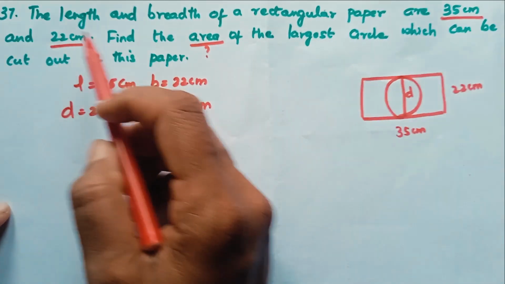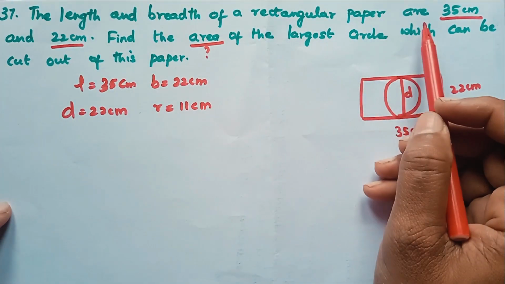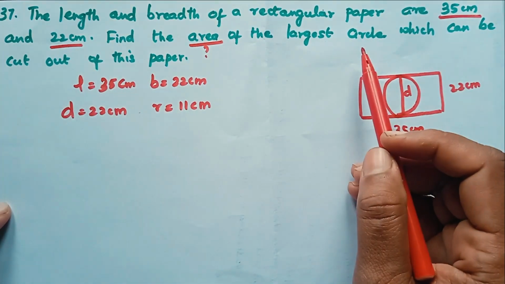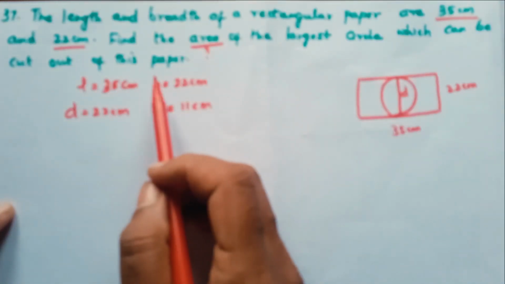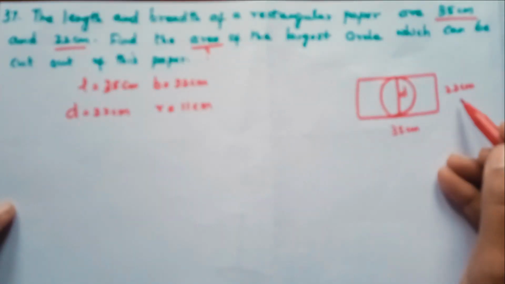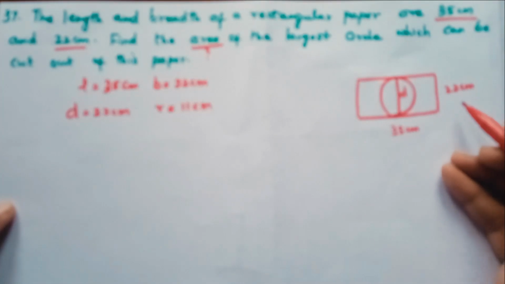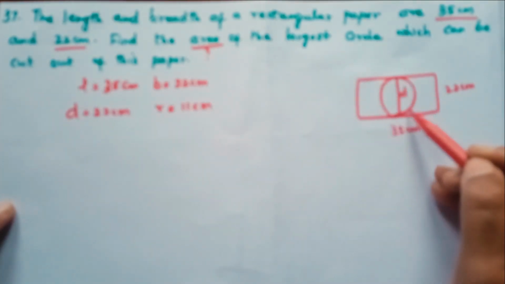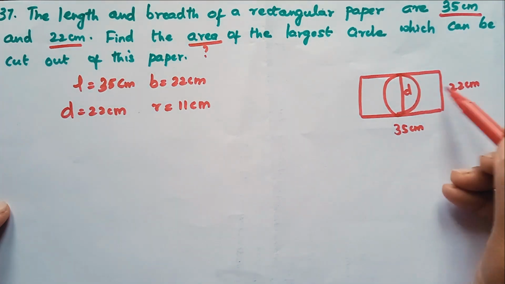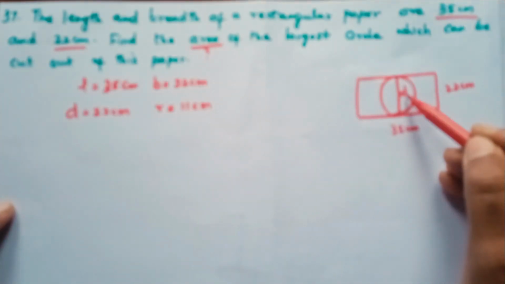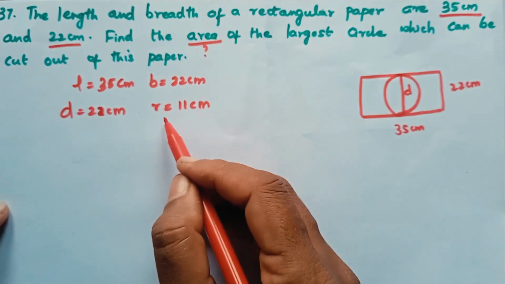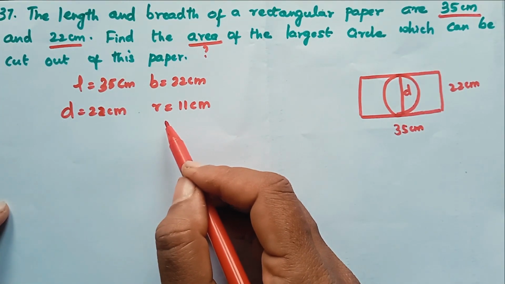Next question. The length and breadth of a rectangular paper are 35 centimeter and 22 centimeter. Find the area of the largest circle which can be cut out of this paper. Given the length of the rectangle as 35 and breadth as 22 centimeter. So we need to find the area of this circle. This breadth of the rectangle is nothing but the diameter of the circle. So D is equal to 22 centimeter. From this we can find radius R is equal to 11 centimeter.